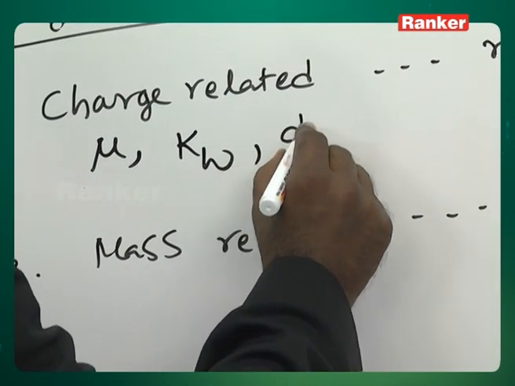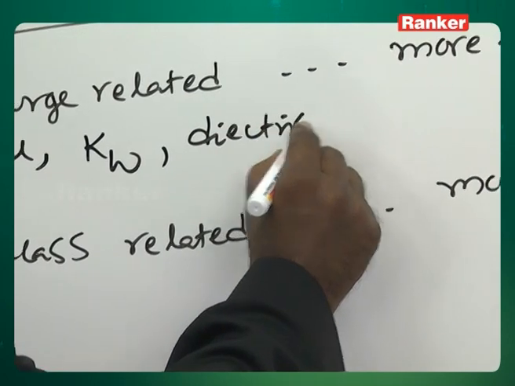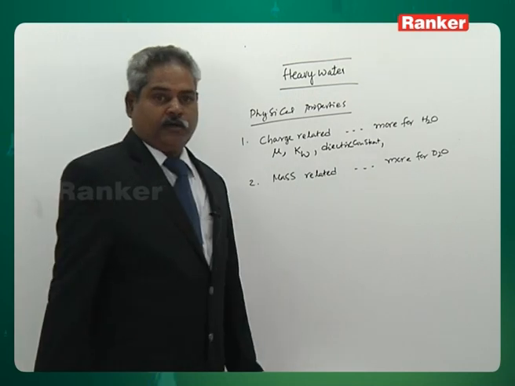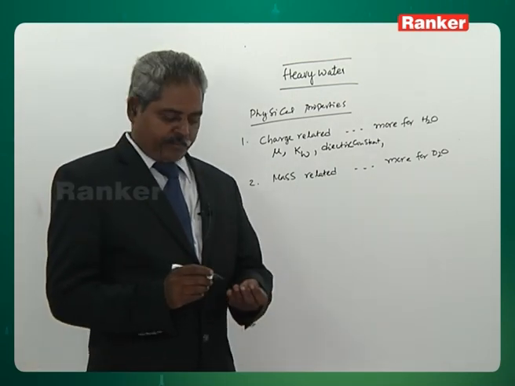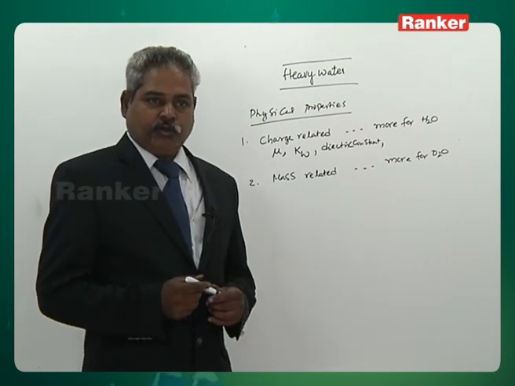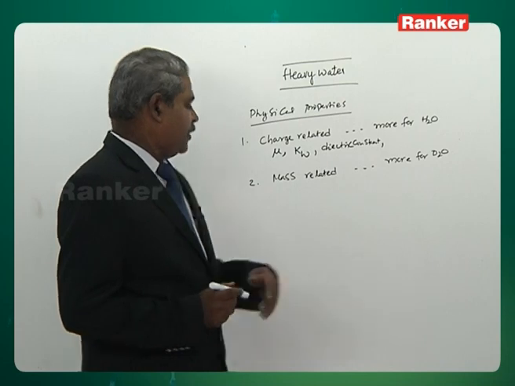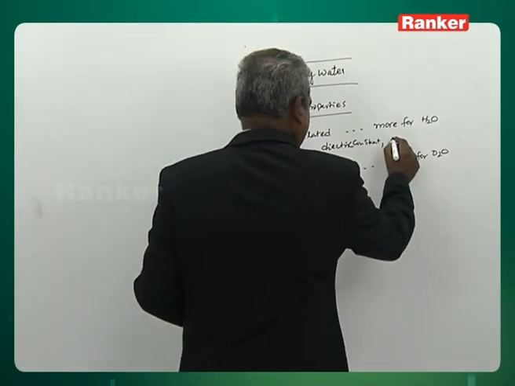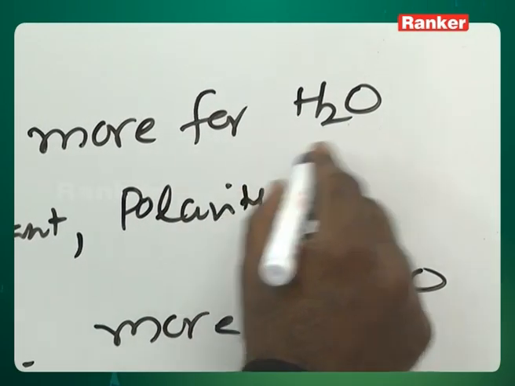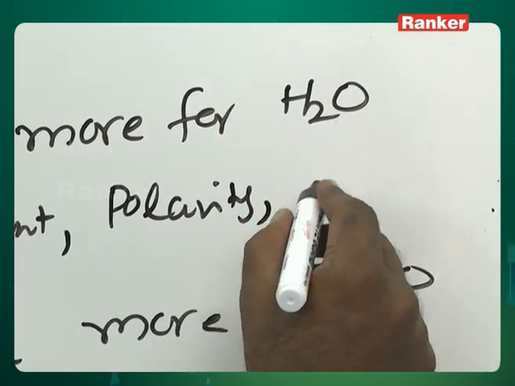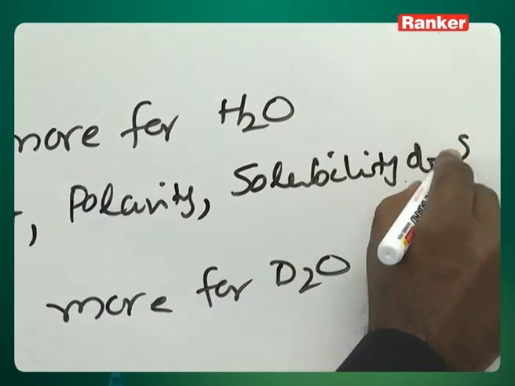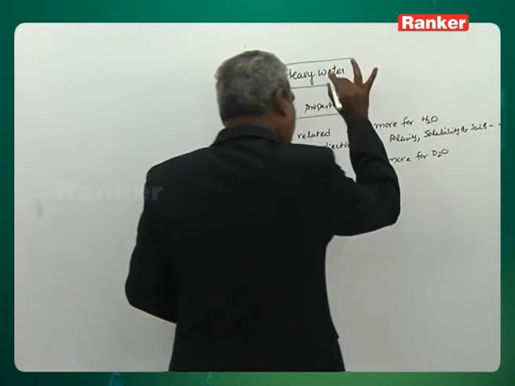And dielectric constant, the charge separation between capacitors. Dielectric constant, more for H2O. And salts are more soluble in H2O. Solubility is once again charge related, polar. So, polarity, and what else? Solubility of salts, solubility of substances. All these are more for H2O.